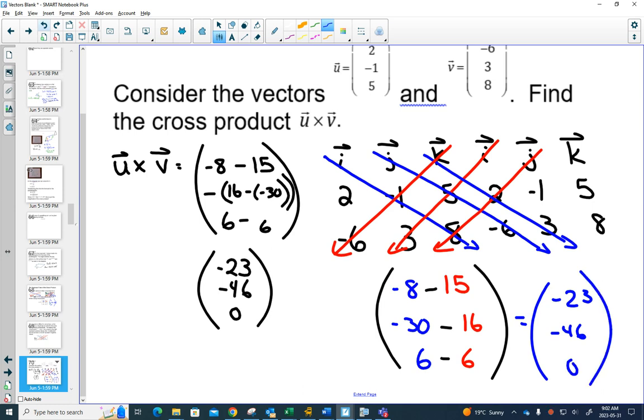The nice thing about the arrow method is you don't have to remember that I have to switch from positive, negative, positive with the determinant. So with the determinant method, you have to remember this negative in the second step. With the arrow method, it automatically figures that out for you.